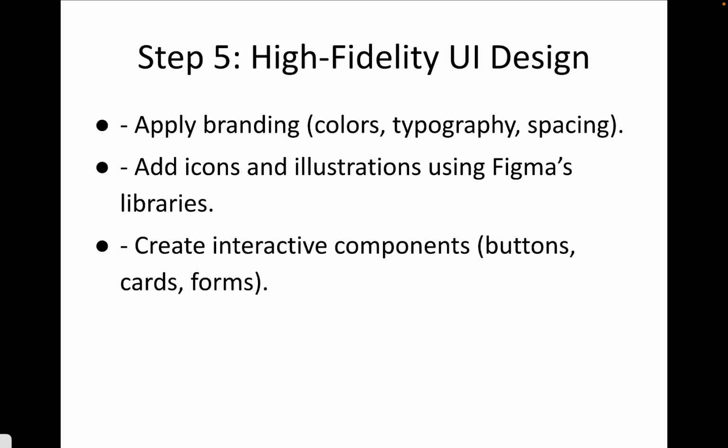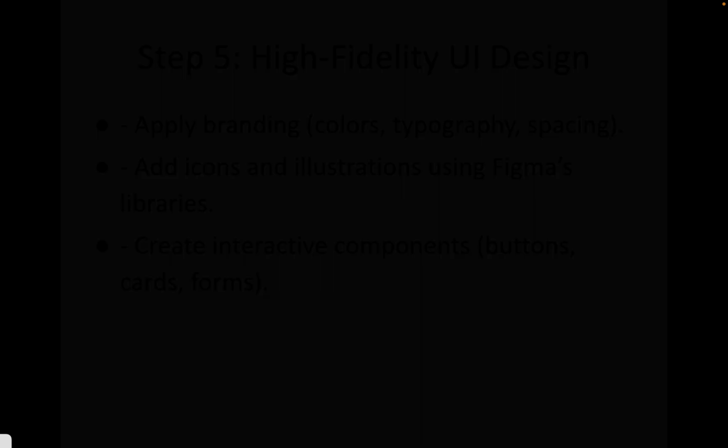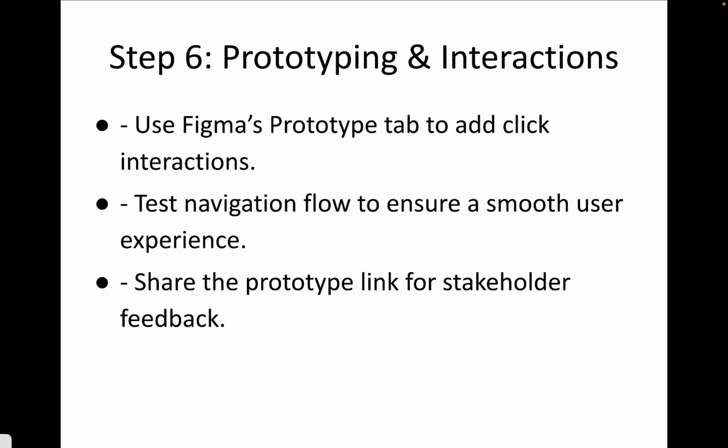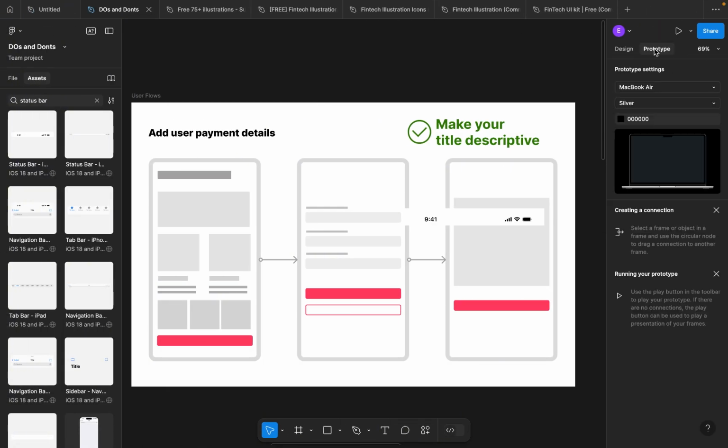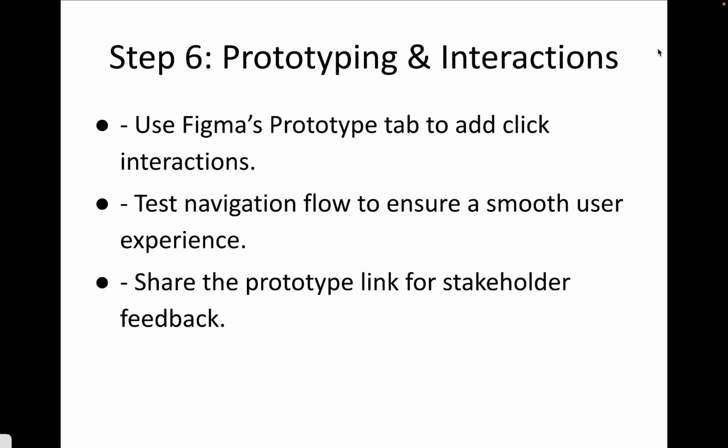So create interactive components. I already spoke about that before. Things that you're going to be repeating, you have to convert them to components, such as squares, circles, etc. Now the next step is prototyping and interaction. Use the Figma prototype tab to add click interactions. This is the prototype section, where my cursor is now. Test your navigation flow to ensure a smooth user experience, and that's when we're going to be talking about animation.